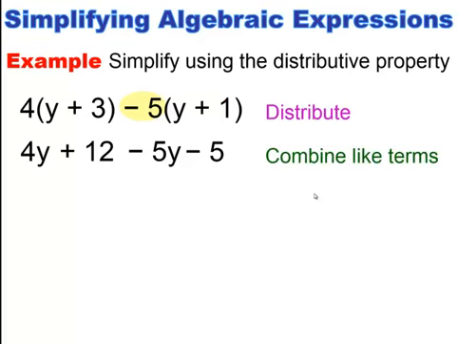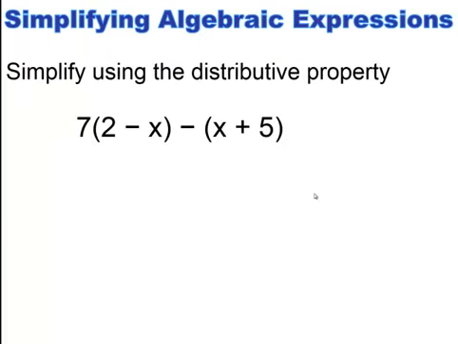Now that you cleared the parentheses, you can combine the like terms. So you see here I have 4y minus 5y is going to give me a negative y. And then we have 12 minus 5, which is going to give me that plus 7. Pause and try.